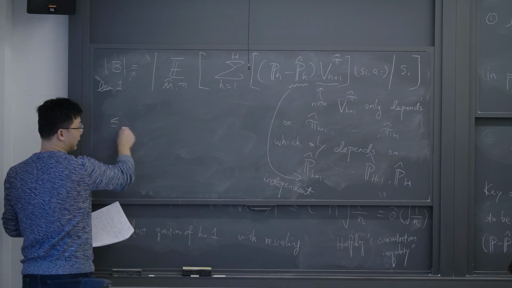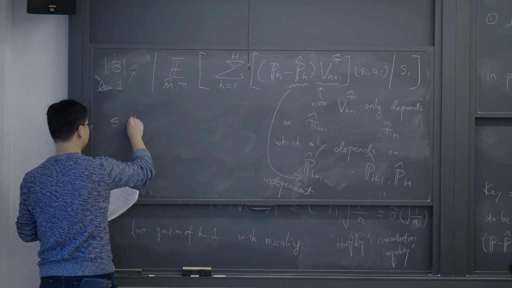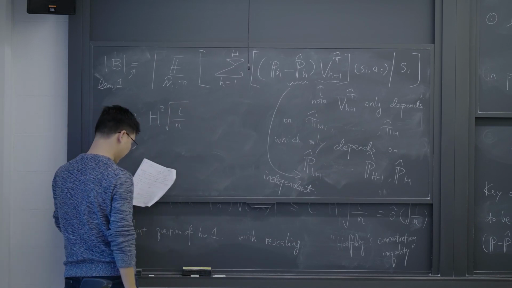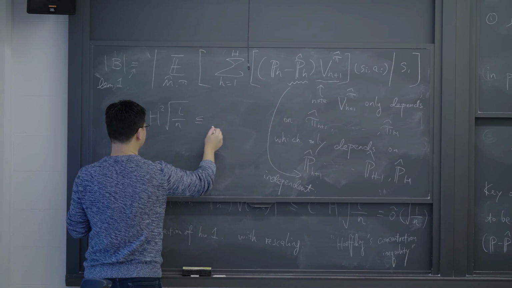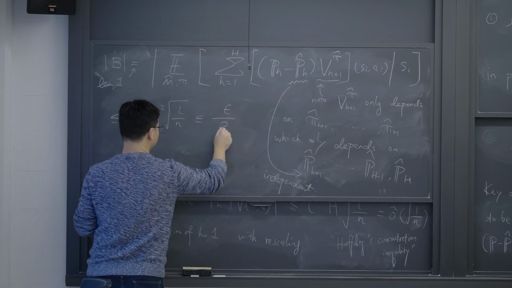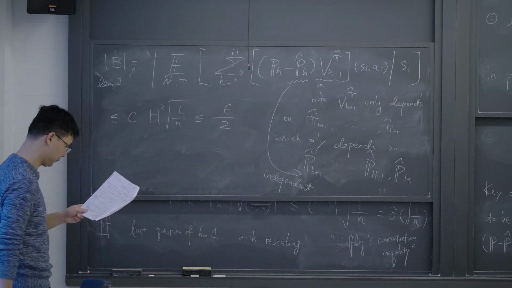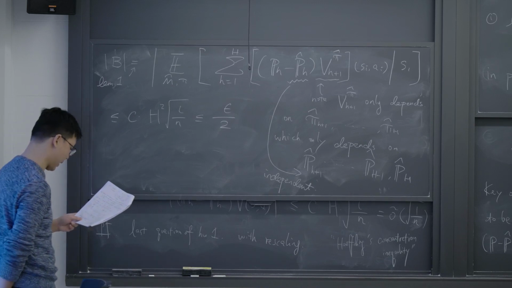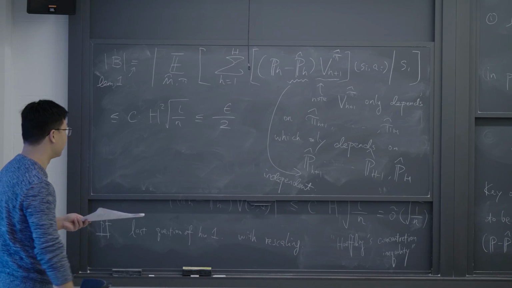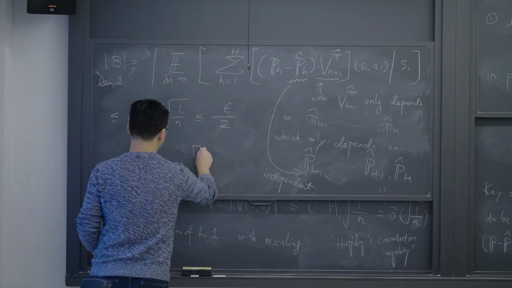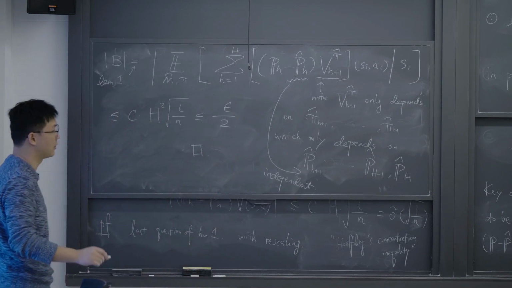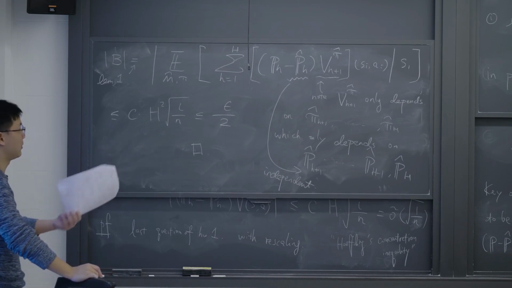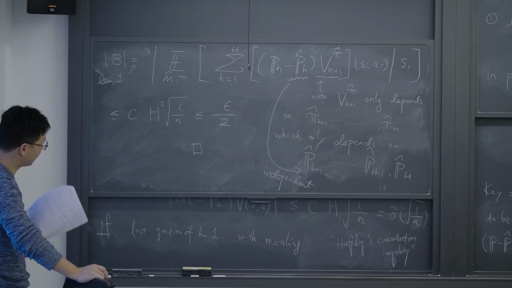So finally, we just apply the same argument again. This is less or equal to some C times H squared iota over n. And by choosing n large enough, we can say this is also less or equal to epsilon over 2. And this essentially finishes the proof. Because A is less than epsilon over 2, B is less than epsilon over 2, and the middle term is less than 0, everything, like the suboptimality, is less or equal to epsilon, and we're done.